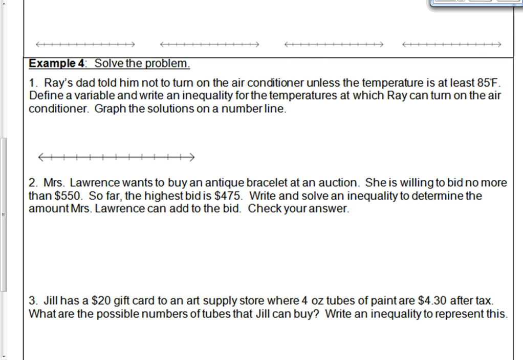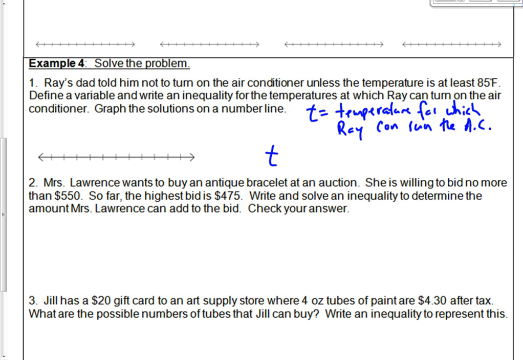All right, let's do a couple setting up of word problems here. Ray's dad told him not to turn on the air conditioner unless the temperature is at least 85 degrees. Define a variable and write an inequality for the temperatures at which Ray can turn on the air conditioner. We're going to skip the graph, but just so you can see an idea here. So define the variable. Let's say T equals temperature for which Ray can run the AC.